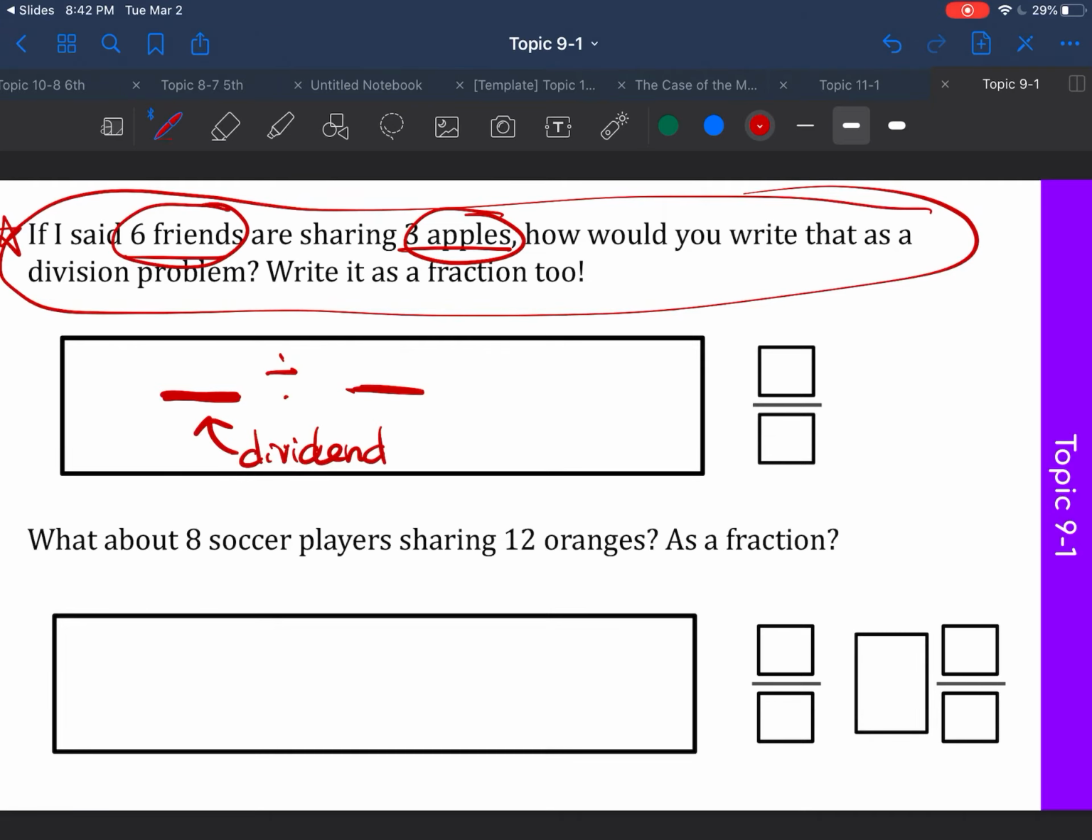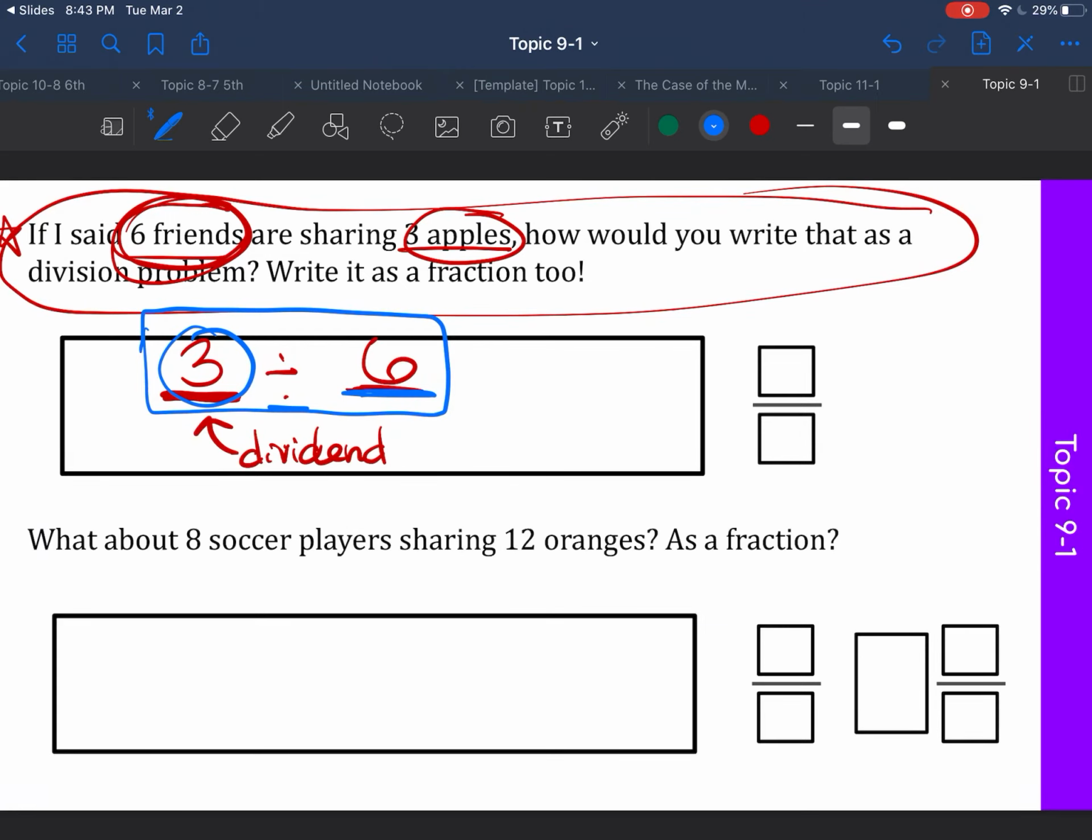We're starting with 3 apples. We're going to share 3 apples. So 3 is what we're starting with. And we're splitting those 3 apples between 6 friends. So we're having 3 apples divided equally among 6 people. Okay, so the division problem will be 3 divided by 6. 3 apples divided by 6 people.